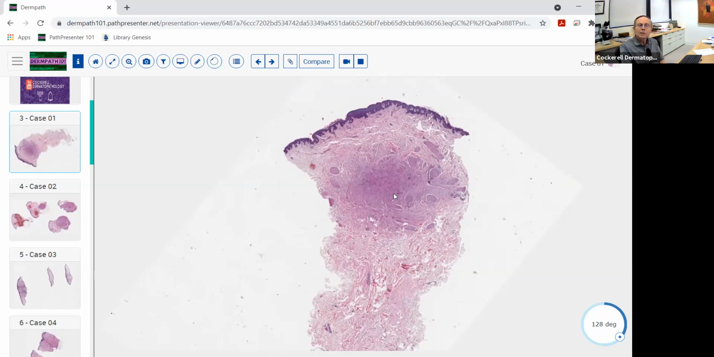You see at low magnification there's this pink structure in the dermis. We're looking at these at low magnification and we say, well, is it epithelial or non-epithelial? Well, this is non-epithelial, obviously, because we're dealing with soft tissue, we're dealing with muscle.